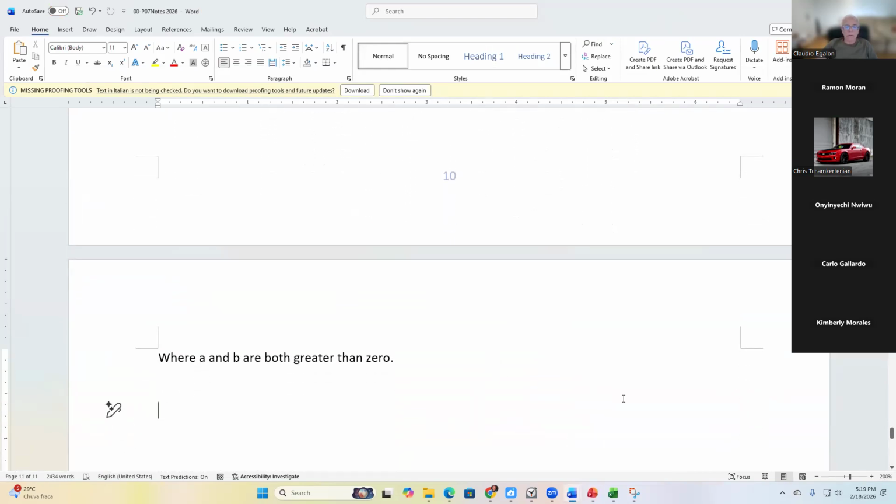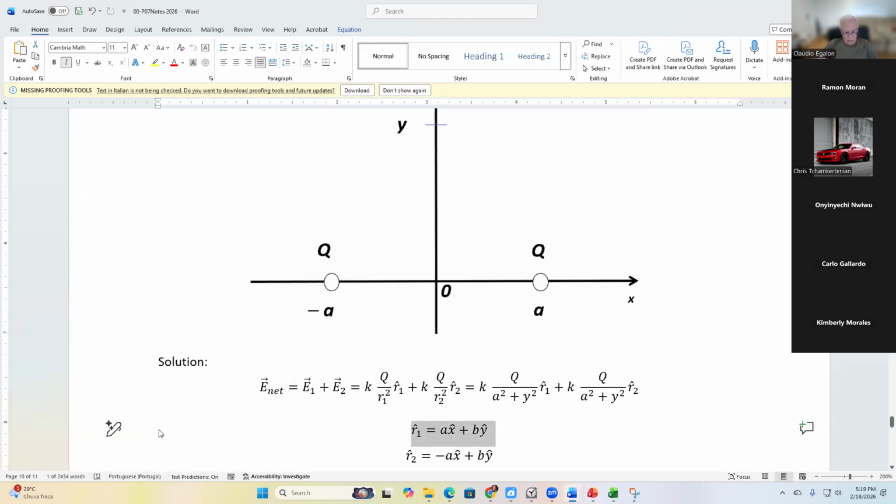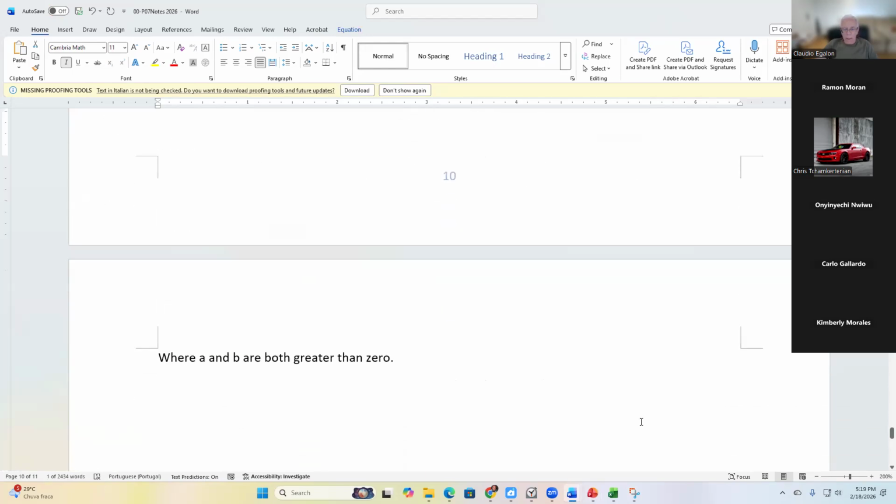Okay, so let me copy that. A is cosine of theta, and very soon I'm going to show you how to calculate theta. And B is going to be sine of theta. How do I calculate theta?